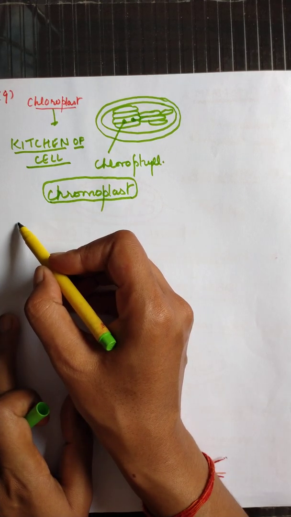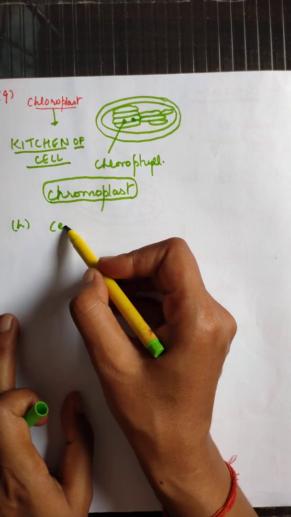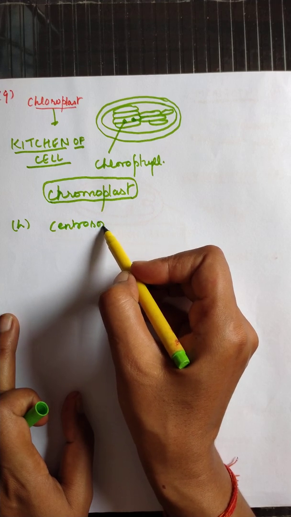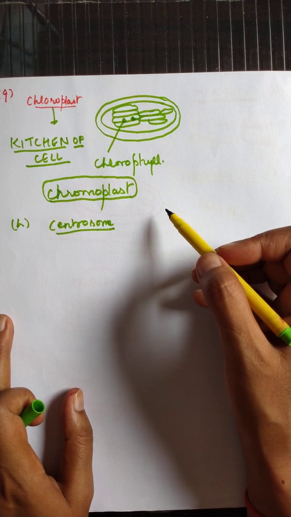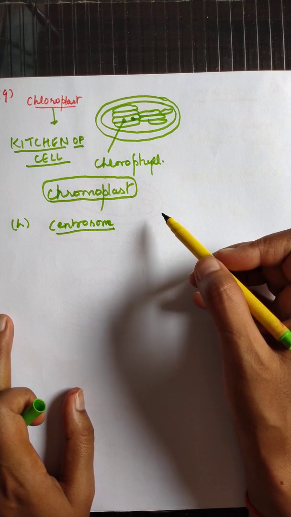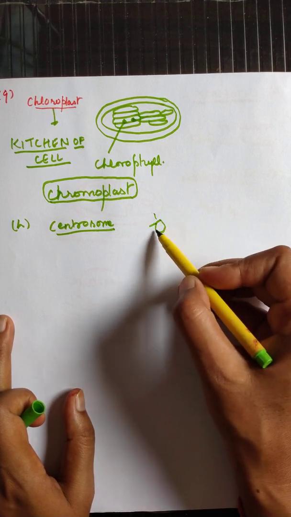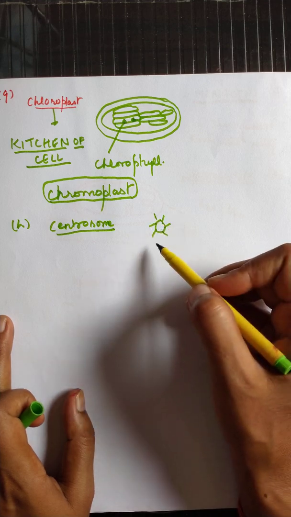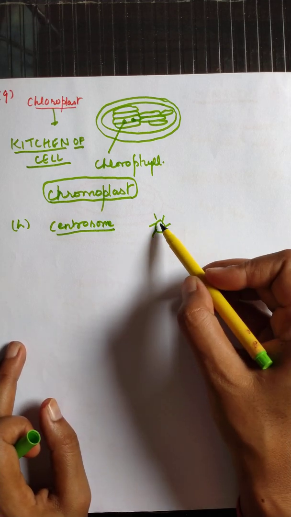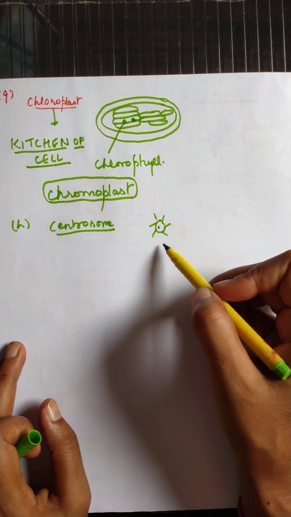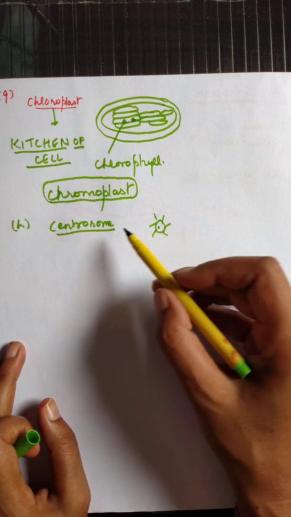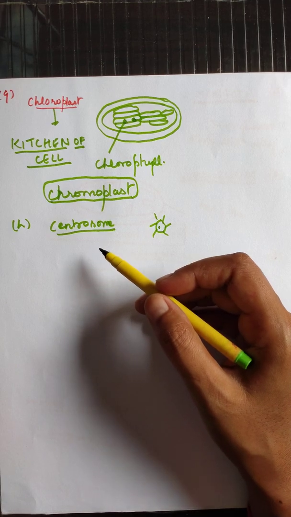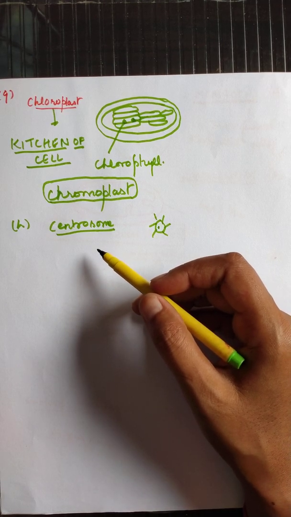Next cell organelle is the centrosome. The centrosome is such a type of cell organelle which is helpful in cell division. It will look just like a star. So this cell organelle is helpful for cell division. Whenever the cell divides, then the main role is of the centrosome. It initiates the cell division.